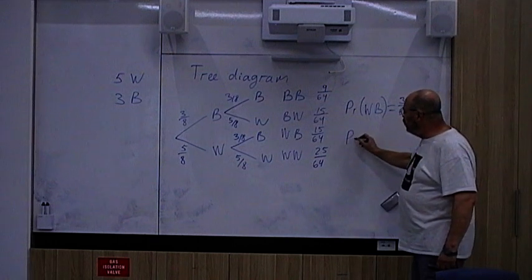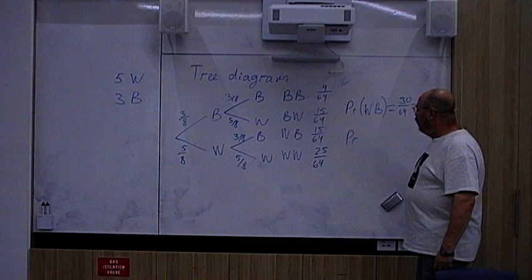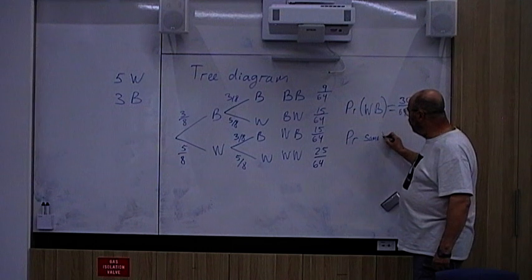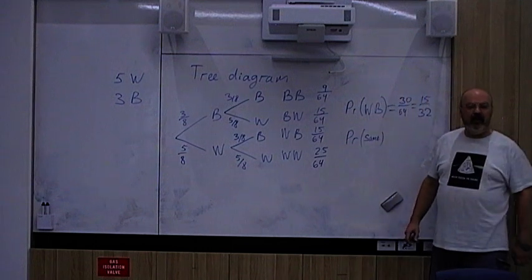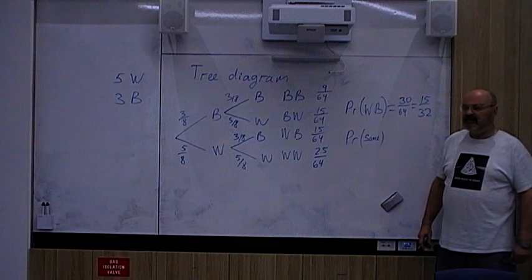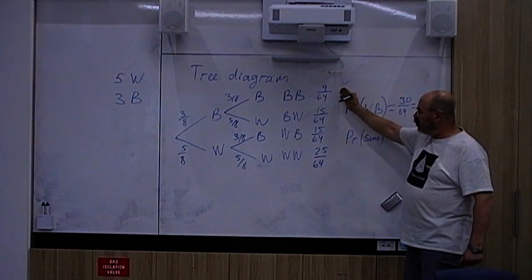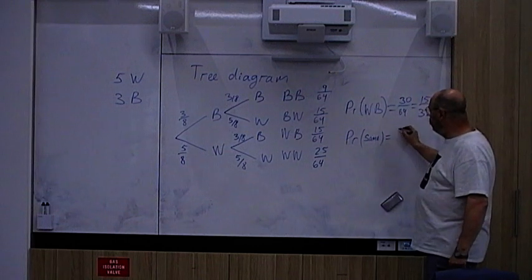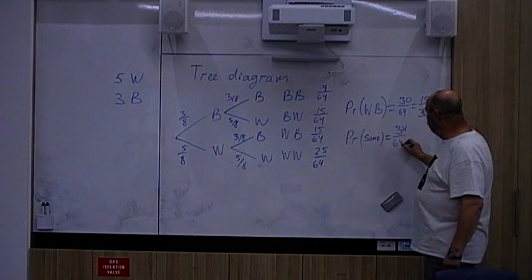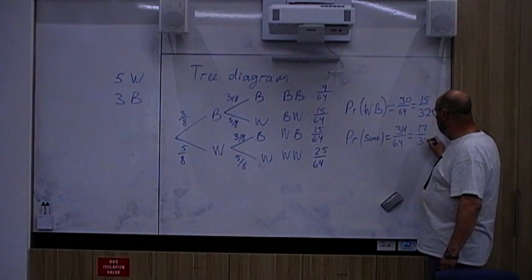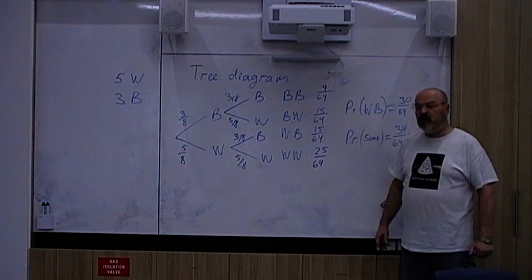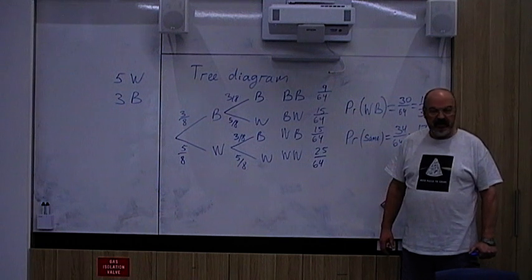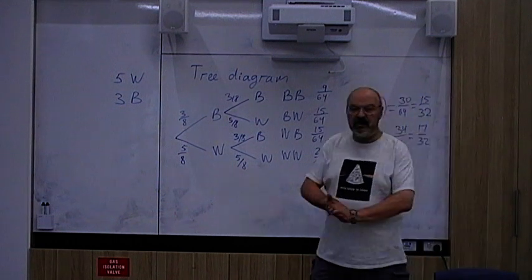What will be the probability of getting marbles of the same color? Same color. Either both black or both white. How will we find it? We add the probability of getting 2 black to the probability of getting 2 white. We'll get 34 out of 64, which is 17 out of 32. Does it make sense how to use tree diagrams to calculate probabilities? Okay, that's all my explanations for today.